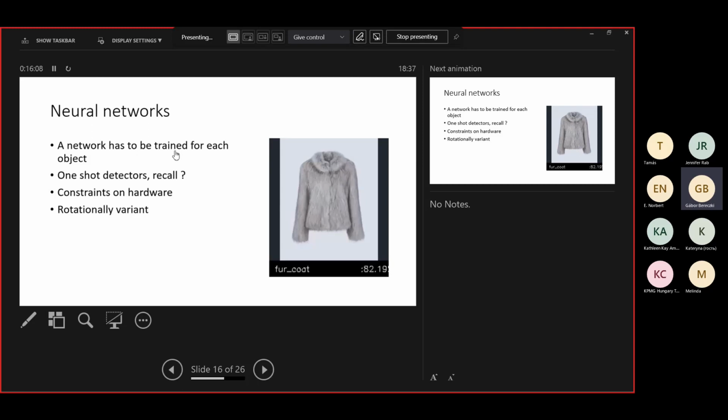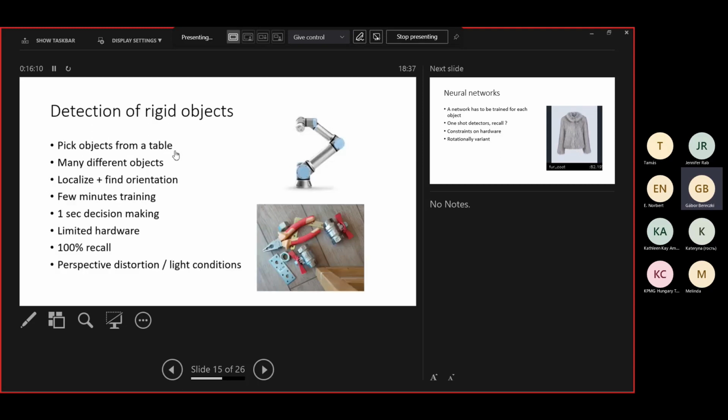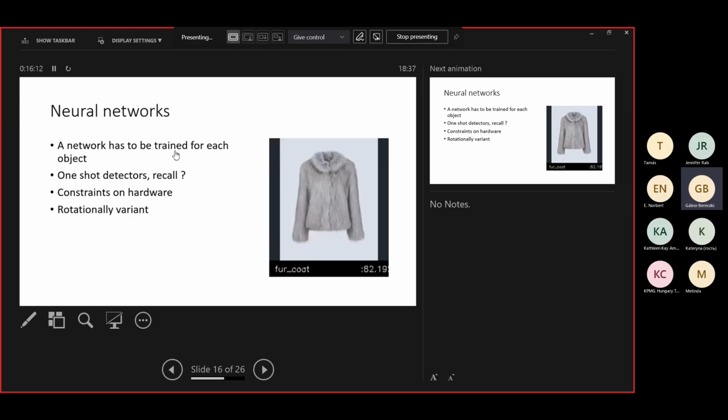We need to train, because these machine parts are not like cats and dogs that are always the same. These machine parts are very different. Each of them has a different shape, and we will need to train a neural network for each of them. This takes a lot of time and money.